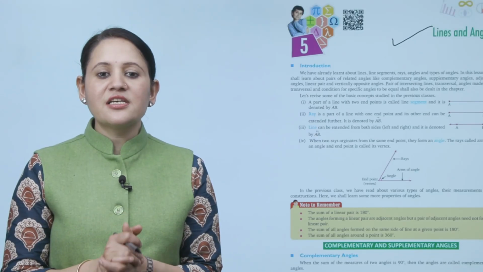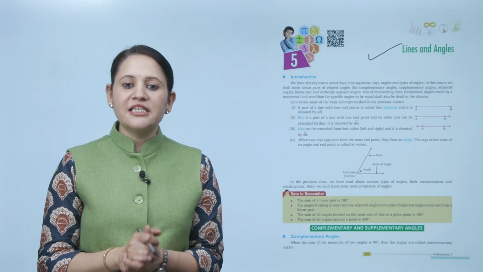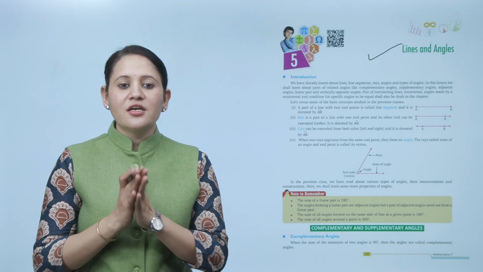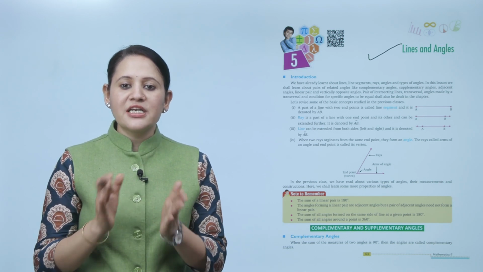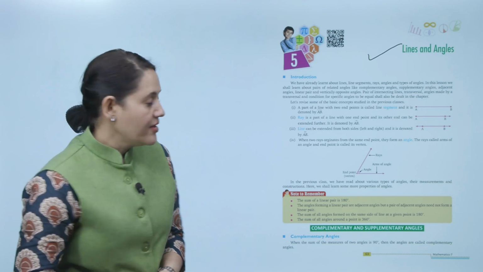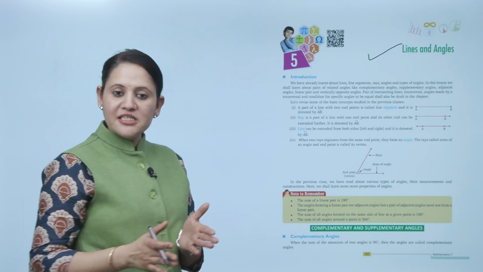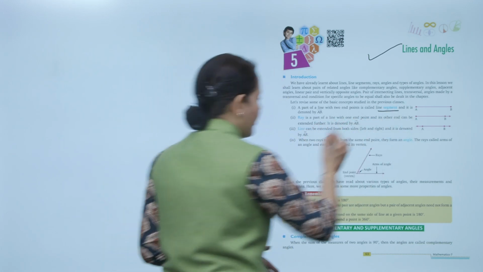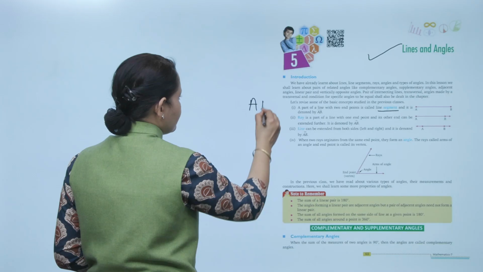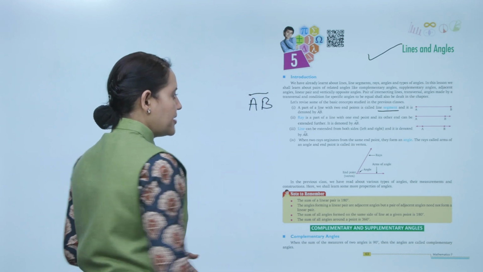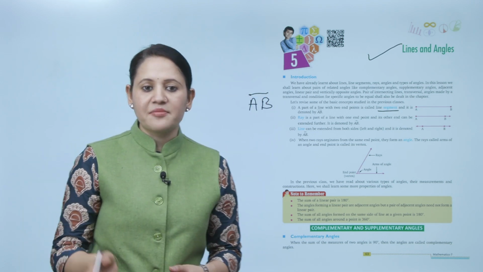Let's revise some of the basic concepts studied in the previous classes. A part of a line with two endpoints is called a line segment and it is denoted by AB. Segment means part of something, so a part of a line is called a line segment. It has two endpoints, so AB will represent a line segment.